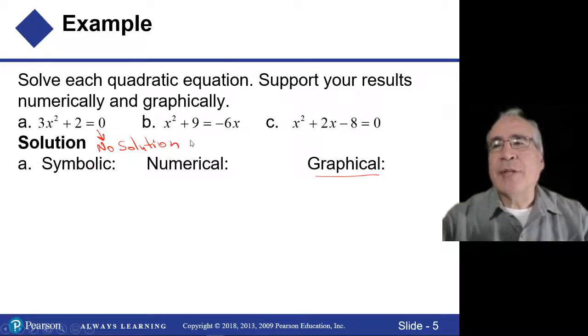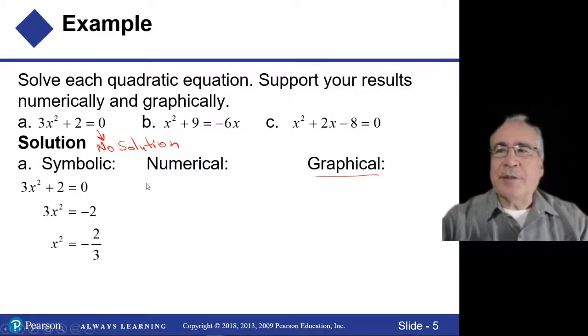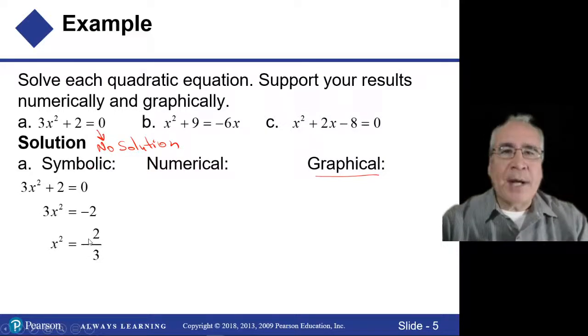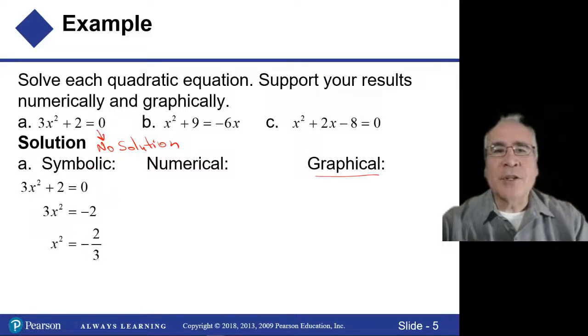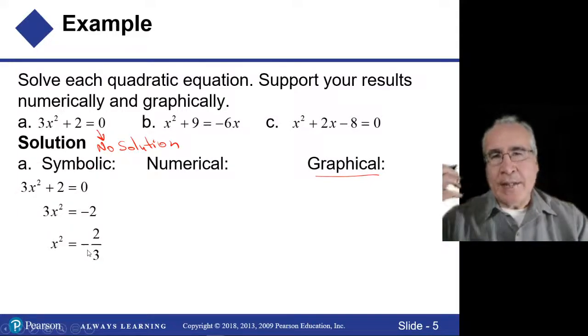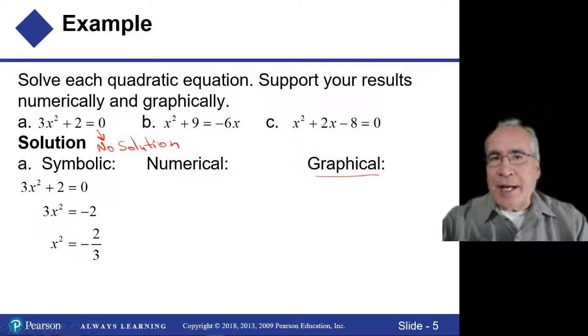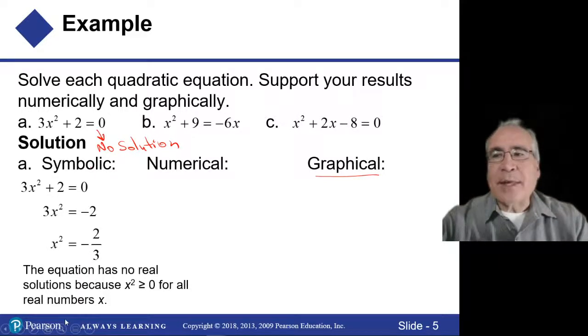Now I'm going to show you the textbook. Okay, so they did this. They subtracted 2 from both sides because they're trying to isolate the x squared. They divided by 3. But then here, you notice x squared is equal to a negative number, which is not possible. When you square a number, you get a positive number, not a negative number. So again, this is a very abstract concept of why there is no solution. But graphically, we could see it very clearly.